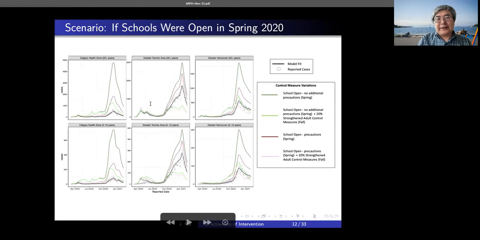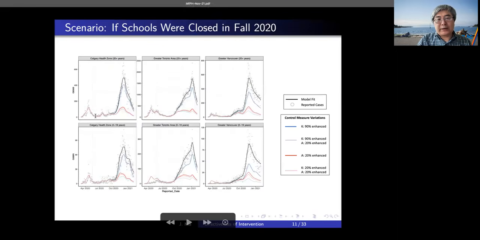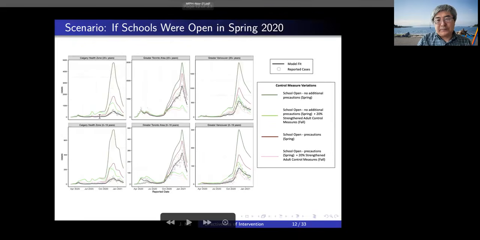We think that this might be because the transmission rates in the early stage in Calgary were much higher than in Vancouver and Toronto. So we're not quite sure why the Greater Vancouver area has a larger effect for school openings in the spring. But for Calgary, it might just be because initially the adult control measures weren't quite effective. And we have seen that adult control measures have a larger effect.